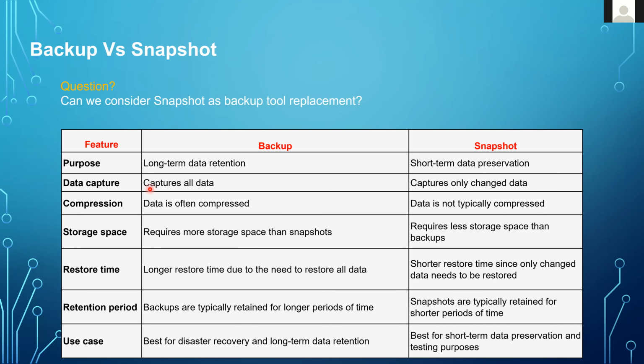For data capturing, the backup will capture all the data, but the snapshot captures only the changed data. As we discussed, whenever you are taking the snapshot, it will create another incremental disk. Only the changed data will be written into the delta disk. So this is a difference. And backup captures all the data.